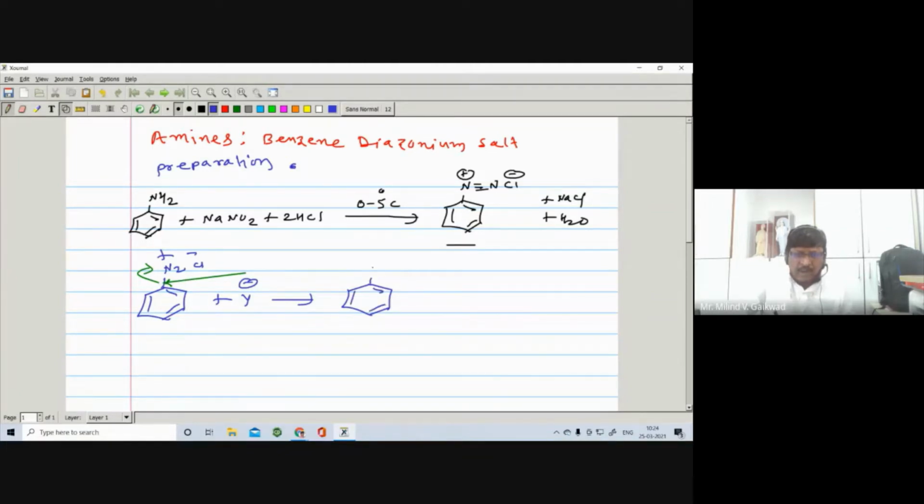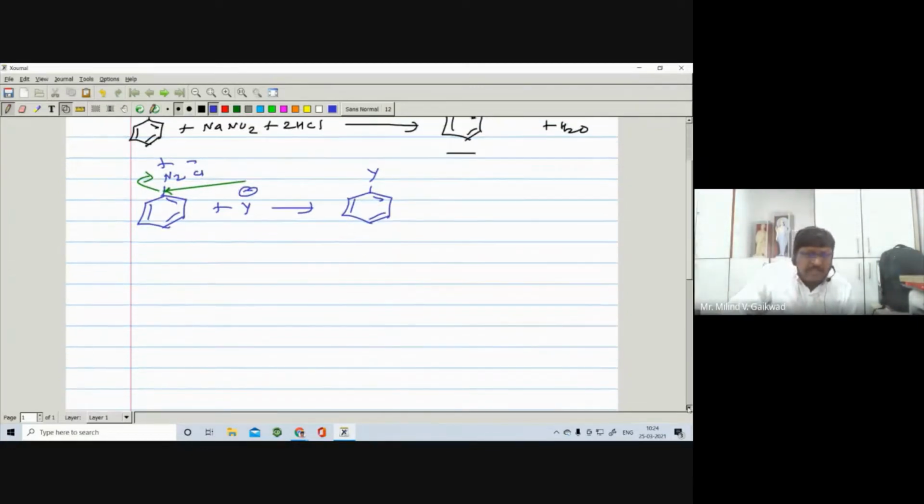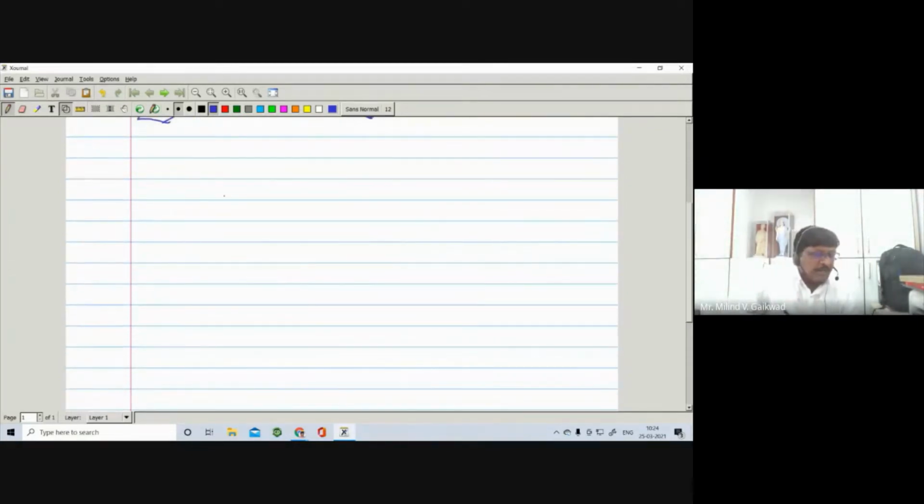Actually the nucleophile Y minus will not attack the benzene nucleus by itself, but due to this it becomes possible. So firstly you have to convert aniline into benzene diazonium salt, and benzene diazonium salt reacts with the nucleophile and there is the formation of the compound. Okay, so let us see the chemical reactions given by this compound. Very simple reactions.